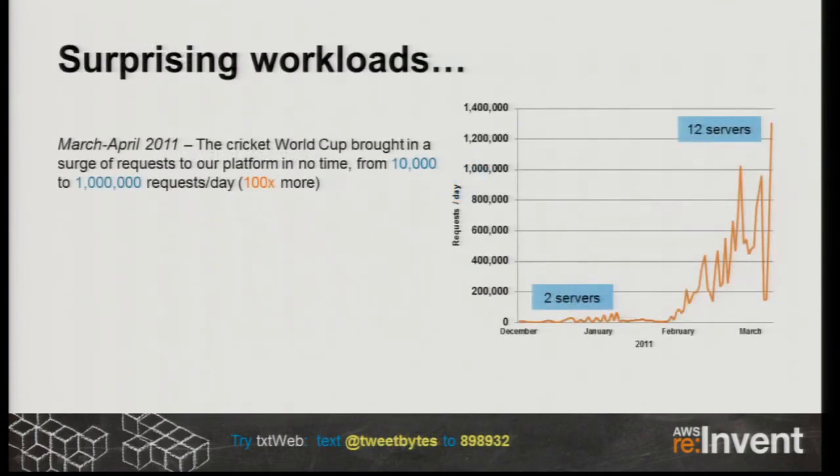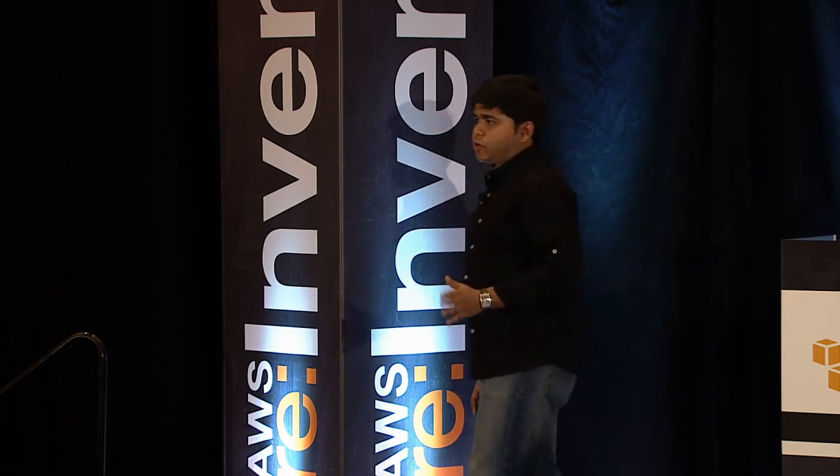And then, as I was mentioning, we had a Cricket World Cup coming in March and April, and cricket, as you know, is a very important sporting event in India. It's followed by billions of people. And the World Cup happened in India itself, so we expected a lot of traffic to come. And as is obvious, the request count was amazing. It went up from 10,000 requests in a day to about 1 million requests in a day.